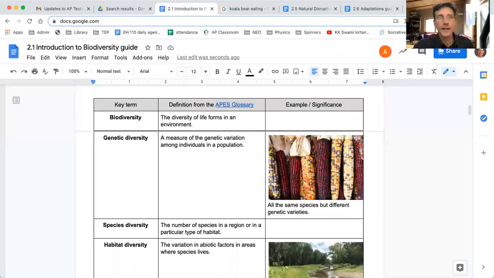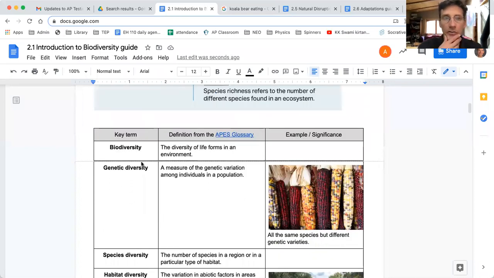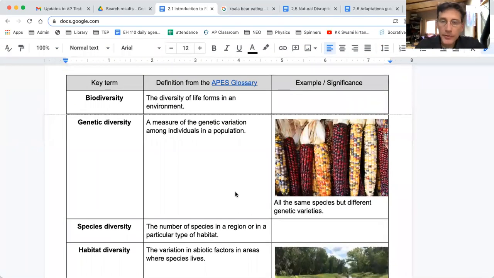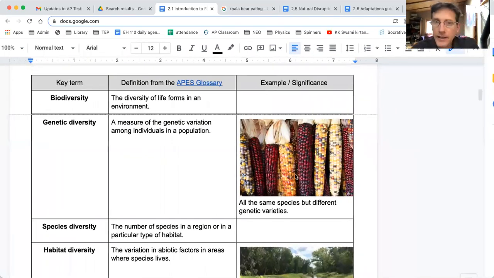Hi, students. Let's take a look at some of the ideas here in Learning Guide 2.1, Introduction to Biodiversity. So I added in some images for you. For example, genetic diversity. You can see that here we have all the same species of corn or maize, but the different colors represent different genetic diversity.